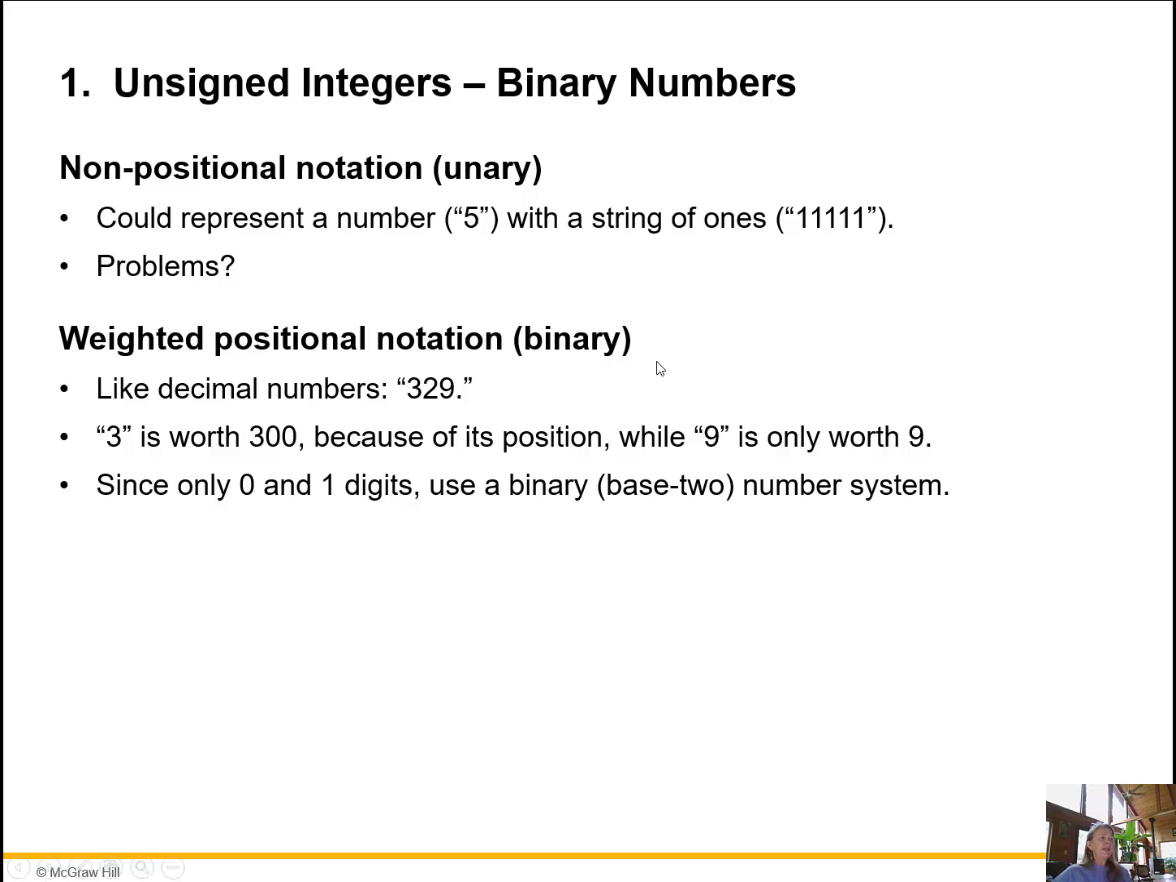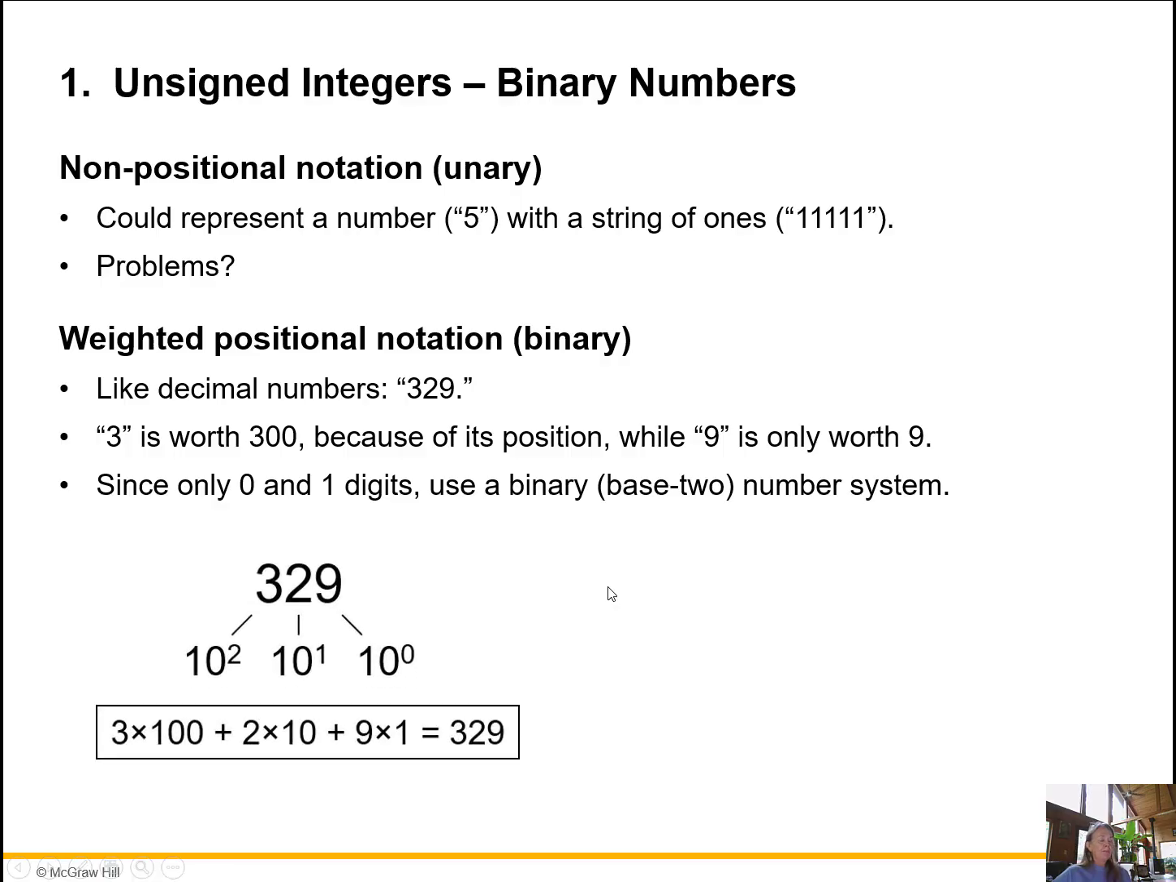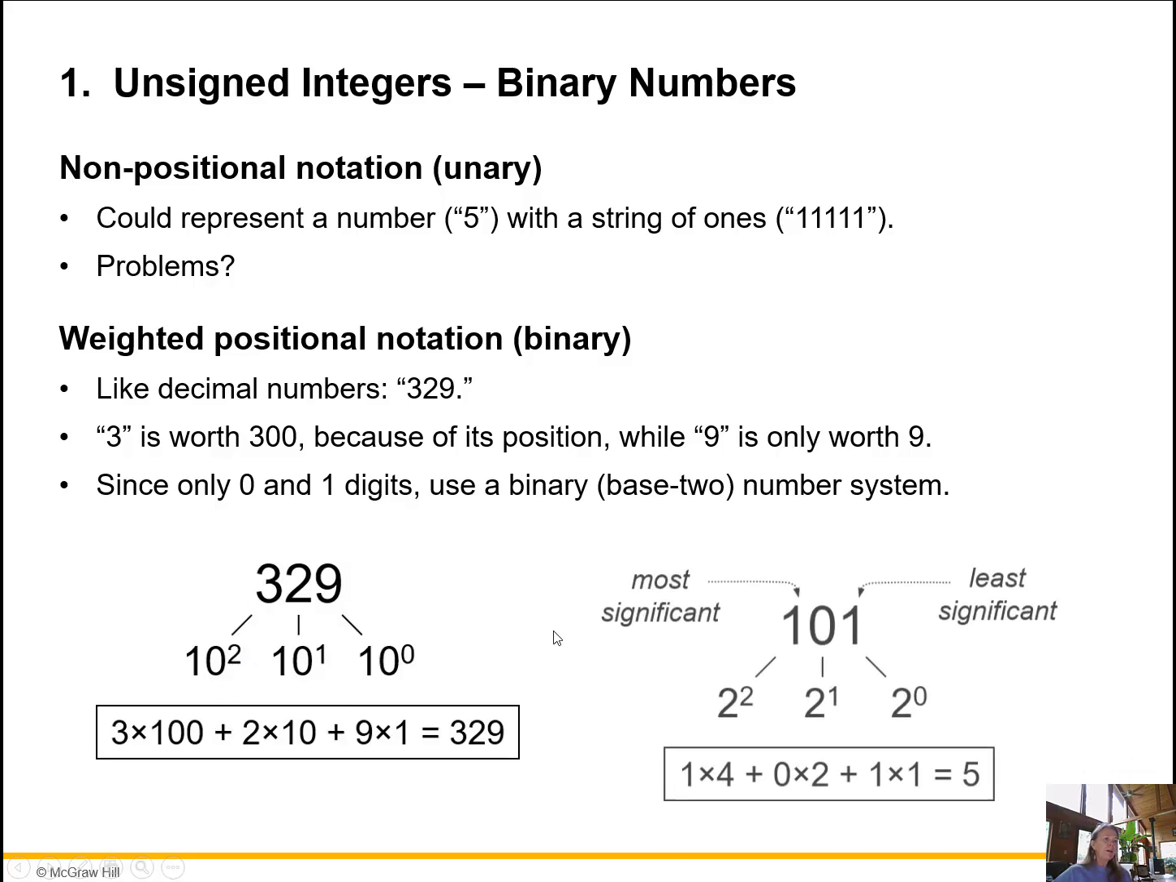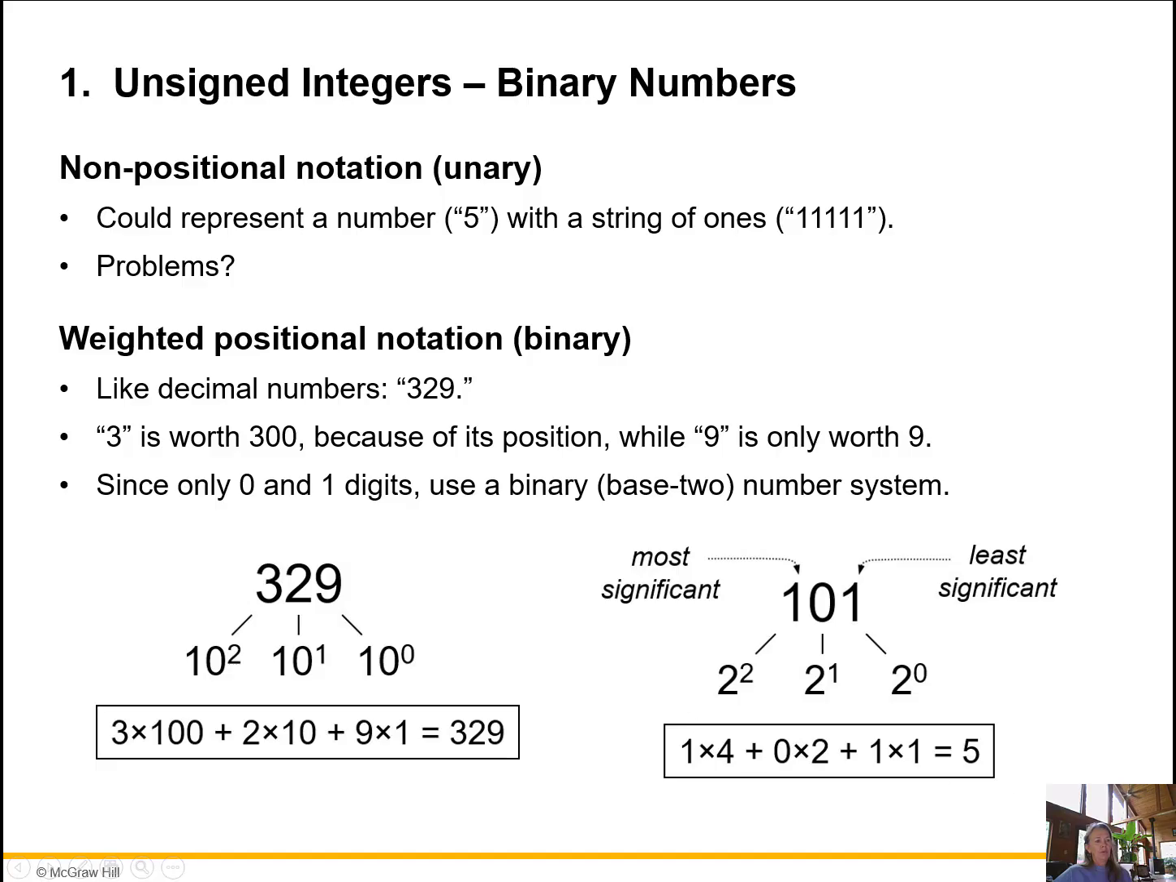So what I'm going to need to do is weighted positional binary notation, just like our base 10 numbers. The number 329, that's 3 hundreds, 2 tens and 9 ones. So that's weighted depending on the position of where that 3 or that 2 or that 9 is. We do the exact same thing with our binary. So here is what our base 10 system looks like. Let's compare it to what our binary numbers are going to look like.